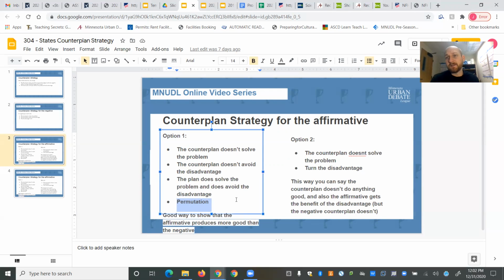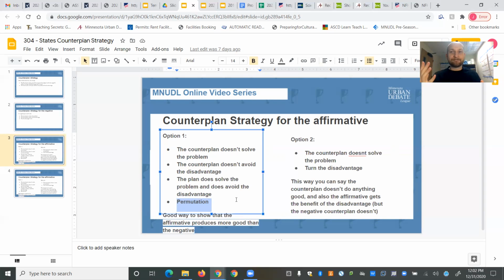If you remember from the last two videos, a permutation is just saying, hey, we can do the affirmative and the negative plans both at the same time with no problems. And you want to do this because even if you prove that the counter plan is a less good option and that it causes the disadvantage and that the plan is better, you still want to have some security and be able to say, you know, judge, even if you don't believe us that the current plan is bad and that it causes a disadvantage, if you can do both at the same time and avoid those problems, then the judge should do that, right?